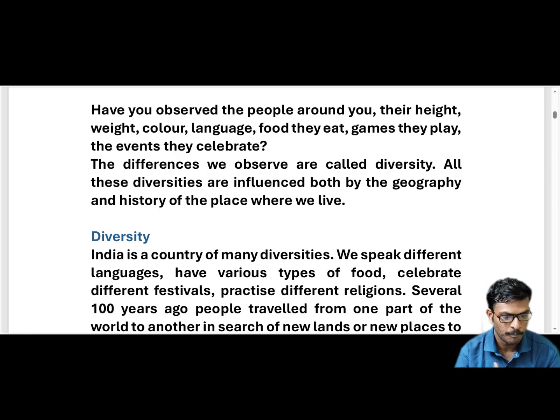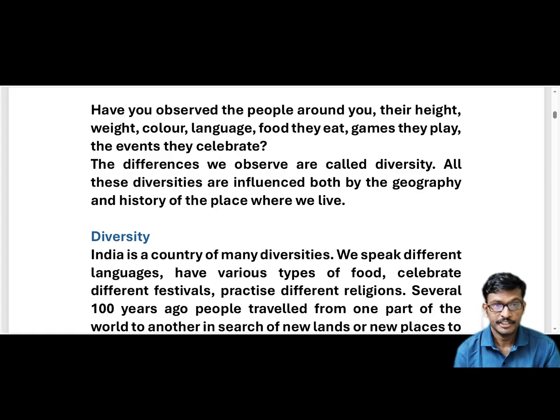How these new lands, new places to settle in, or people to trade with. How they traded means why they traveled at the time: they traveled from one place to another in search of trade. So they had to trade with other people. That's why they used to travel at the time. And most often they began to settle in their new places, which resulted in a mix of old and new, and out of this intermixing of cultures.